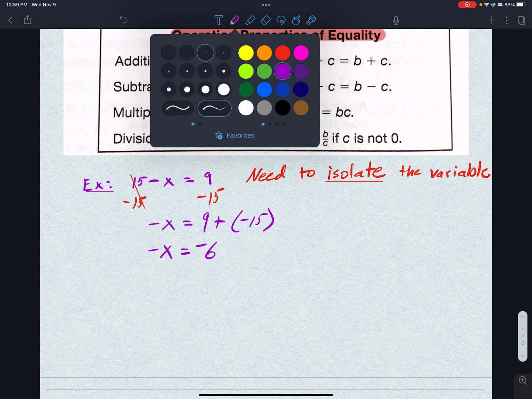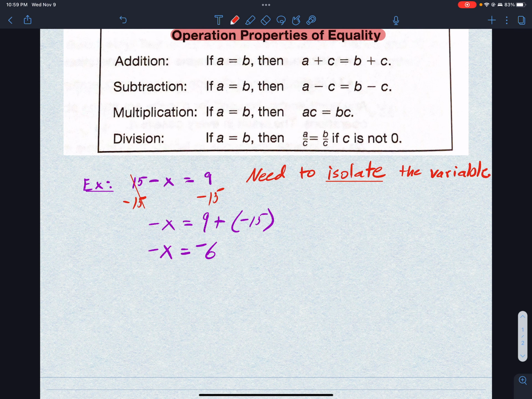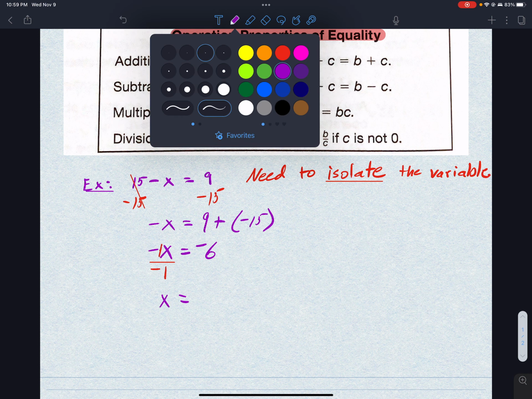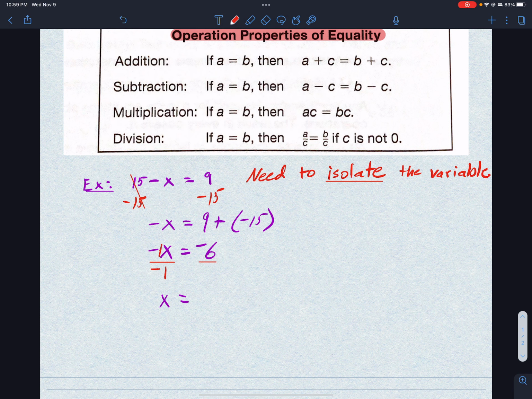Or, if you don't like that logic, and a lot of students don't, then you could say, okay, well, negative x is the same as negative 1 times x. That's negative 1x, so I can divide by negative 1. If I divide by negative 1 on the left, I get positive x, because a negative divided by a negative is a positive. But if I divide by negative 1 on the left, I have to divide by negative 1 on the right. So negative 6 divided by negative 1 leaves me with positive 6, which we knew was the answer from the start because we started out by doing this problem just mentally. All right, so x must be 6.